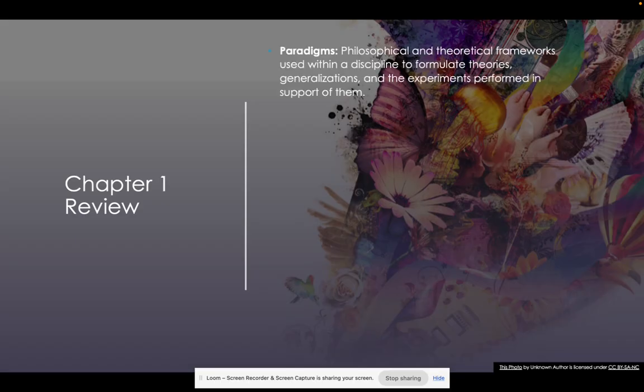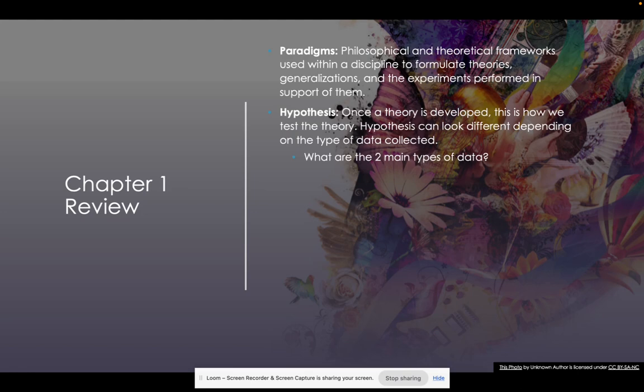Chapter 1 review. Paradigms are philosophical and theoretical frameworks used within a discipline to formulate theories and generalizations. And then we often do experiments to sort of support these theories and generalizations. And this becomes increasingly more important as we dive into research methods because research methods is sort of the experiment part of paradigms.